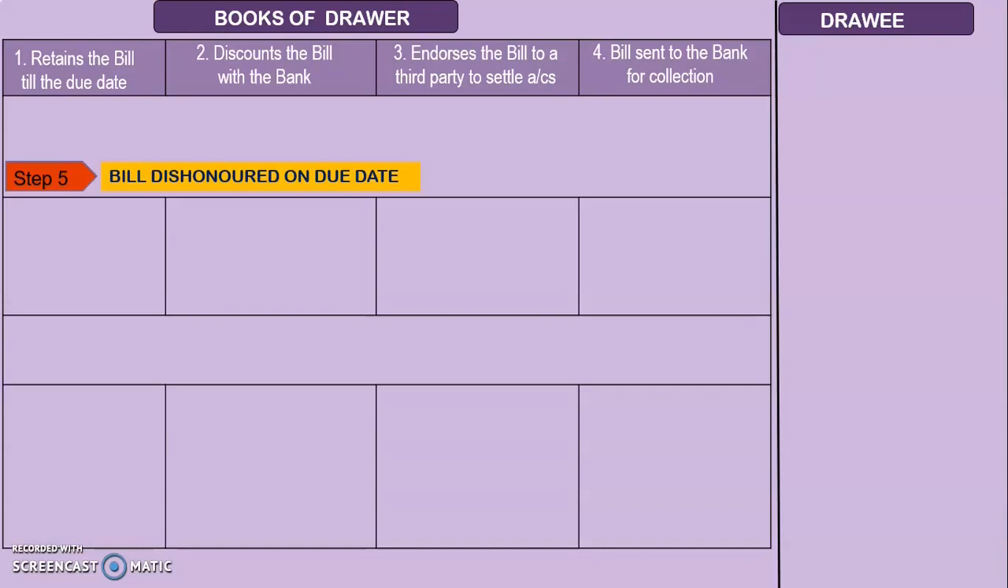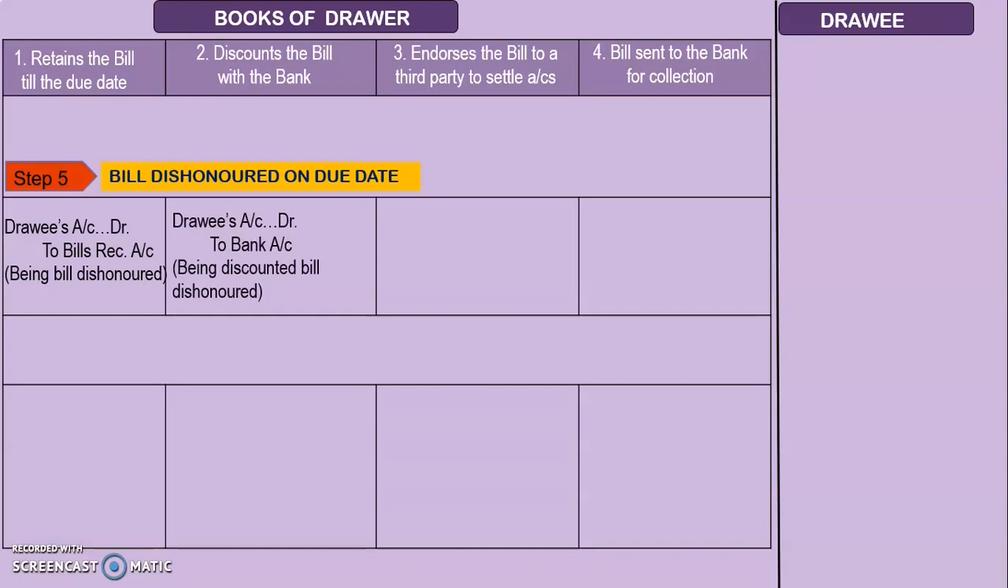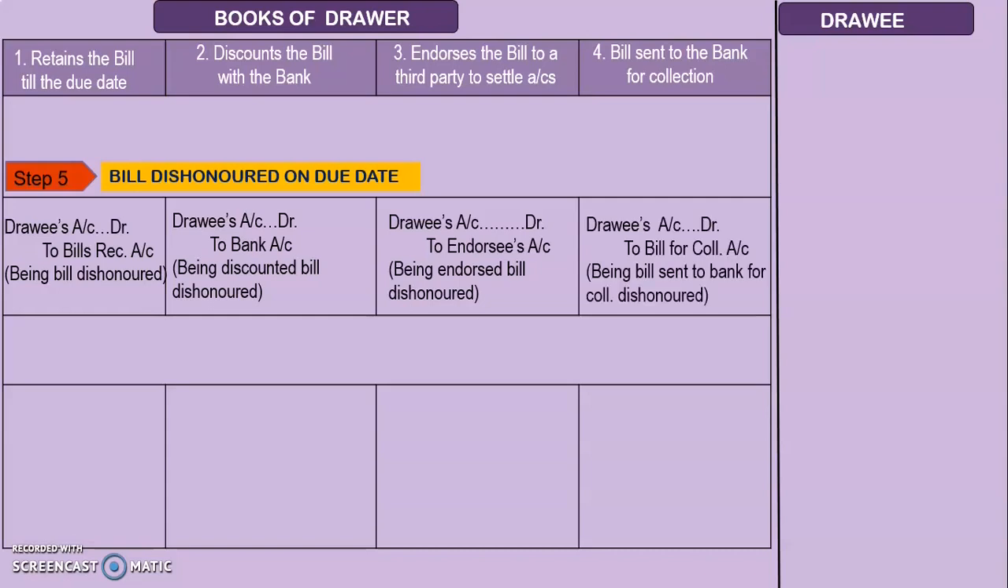If the bill dishonored is a retained bill, then the journal entry is drawee's account debit to bills receivable, and we write the narration being bill dishonored. If the bill is discounted with the bank and it is dishonored on the due date, the journal entry is drawee's account debit to bank account, being discounted bill dishonored. If it is an endorsed bill, then the entry is drawee's account debit to endorsee's account. And if it is a bill sent to bank for collection, then the entry will be drawee's account debit to bill sent to bank for collection.